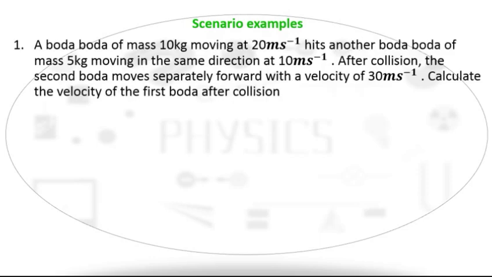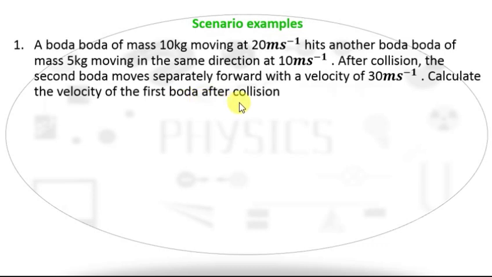Now that we have understood what elastic and inelastic collisions are and how we can deal with the principle of conservation of momentum, let's look at this example. A boda of mass 10 kilogram moving at 20 meters per second hits another boda of mass 5 kilogram moving in the same direction at 10 meters per second. After the collision, the second boda moves forward with a velocity of 30 meters per second. Calculate the velocity of the first boda after the collision.